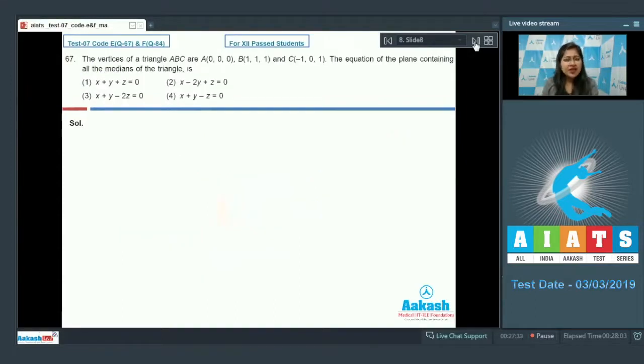Next is question number 67, which says that the vertices of a triangle ABC are A, that is 0, 0, 0, B, that is 1, 1, 1, and C, that is minus 1, 0, 1. The equation of the plane containing all the medians of the triangle is, let us say this is the triangle ABC. Now, we want that these medians should be lying on that plane.